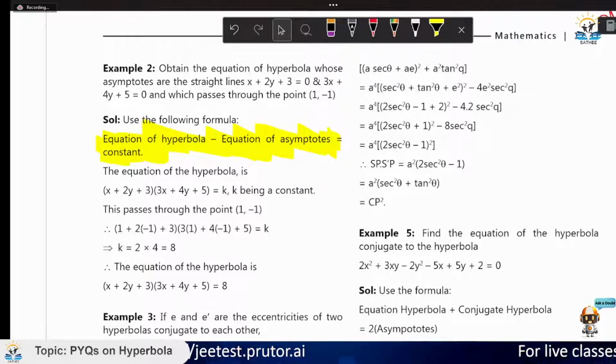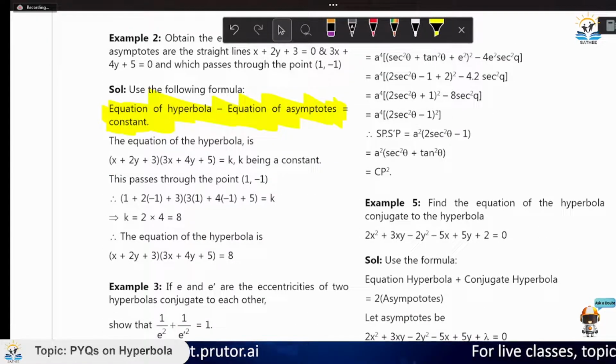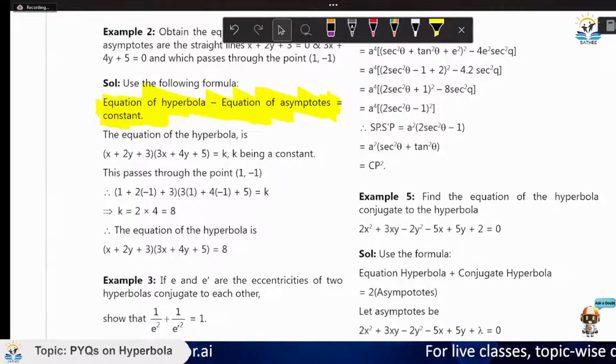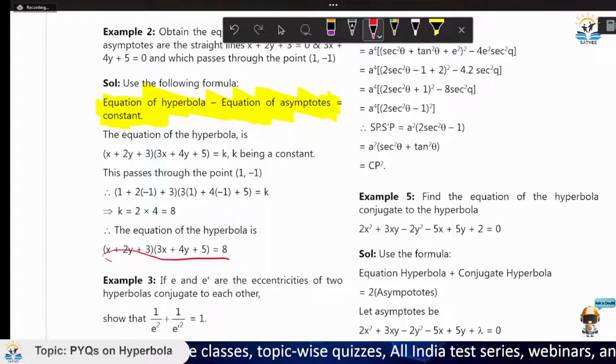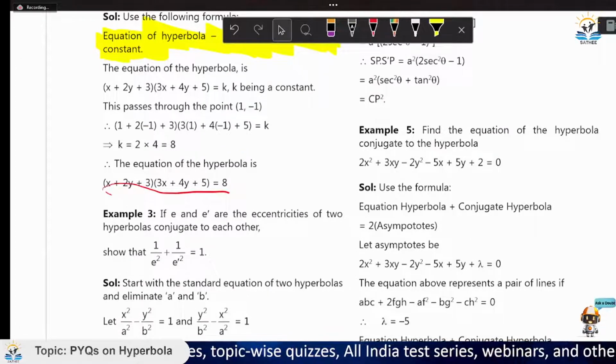So when we use this equation, we also know that the hyperbola is passing through (1, -1), right? So we simply put the values of x and y as 1 and minus 1 and get the value of k. So this is what the hyperbola comes out to be. Quickly moving on to the next question because we have less time.